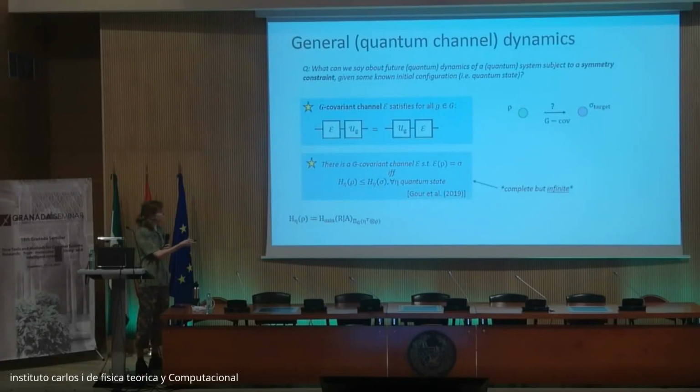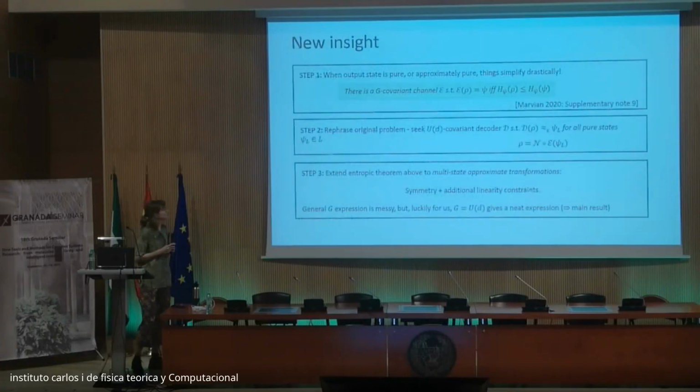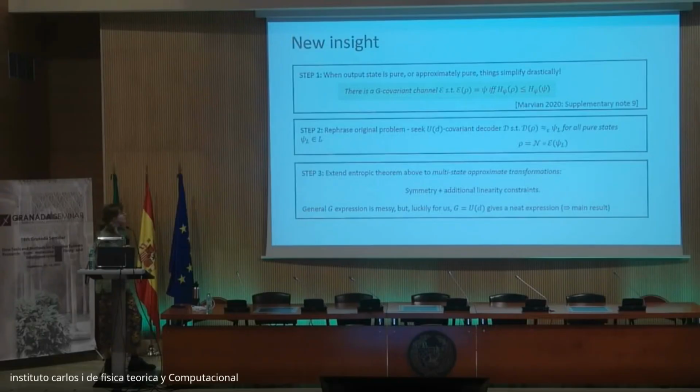And so, drawing on this work, what would be the method that we used? Firstly, the insight is that when the output state is pure or approximately pure, which is the quantum error correction case, you just choose one of these entropies and evaluate it to get your answer. And actually, this was first proved in this paper by Matt Leifer in Supplementary Note 9. We take some consequence of that.